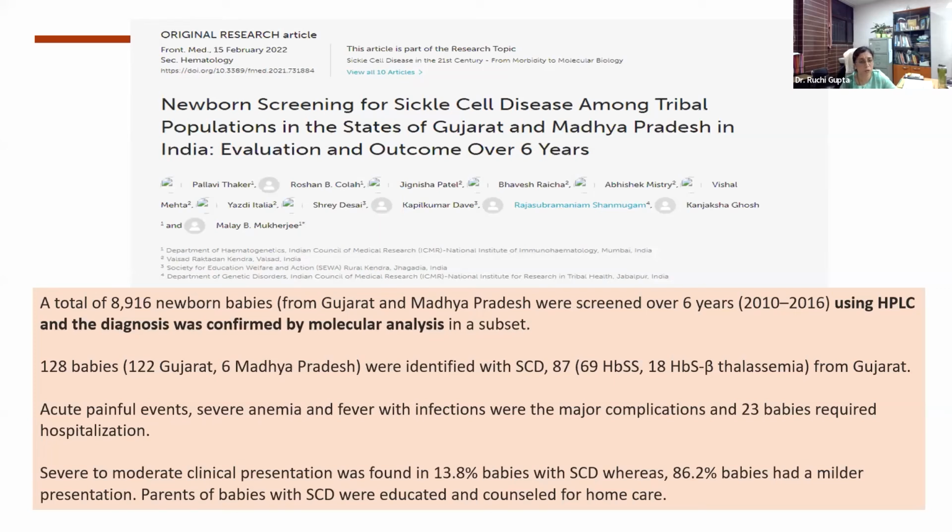They were able to counsel a majority of the families, and the parents were educated and counseled on home care, as to how to manage these painful crises time and again. So newborn screening, even in a country like India, is a very important aspect of this disorder, and probably should be taken up in other states as well, to reduce the birth of children with either sickle cell disease or sickle beta thalassemia.